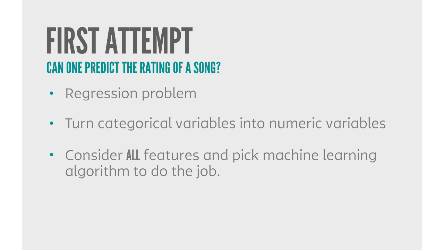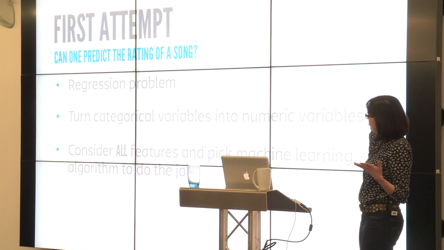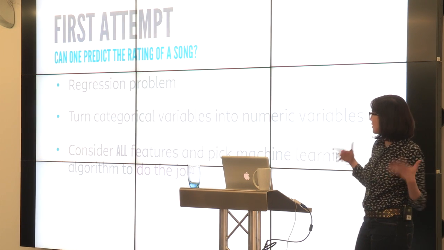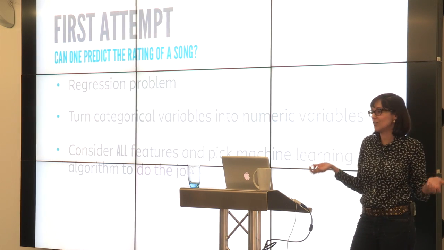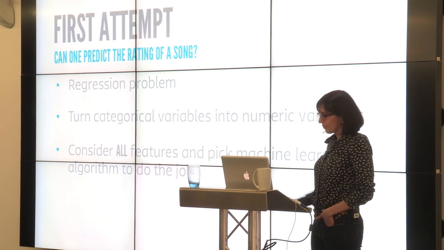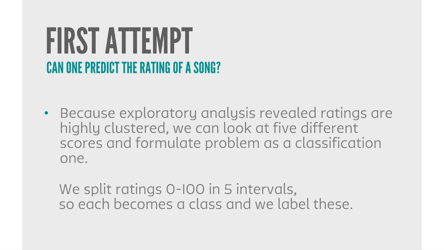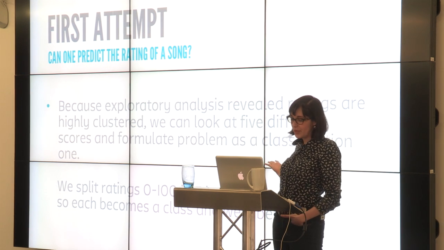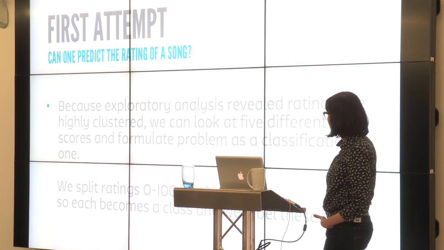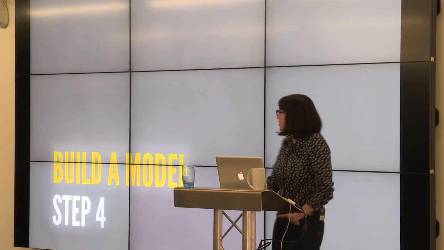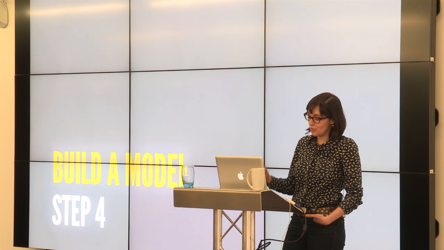Well, this is pretty much a prediction problem. You can phrase it as a regression problem. You can turn categorical variables into numeric variables, consider all the features, and pick a machine learning algorithm to do the job. This is pretty much the bare bones of what you want to do. And now you want to pick the best tool to solve this problem. Because of what I explained before, exploratory analysis revealed ratings are highly clustered. We can look at 5 different scores and formulate the problem as a classification one. We can split the ratings of 0 to 100 into 5 intervals, and each becomes a class, and we can label these. So now we have either a regression problem or a classification problem.